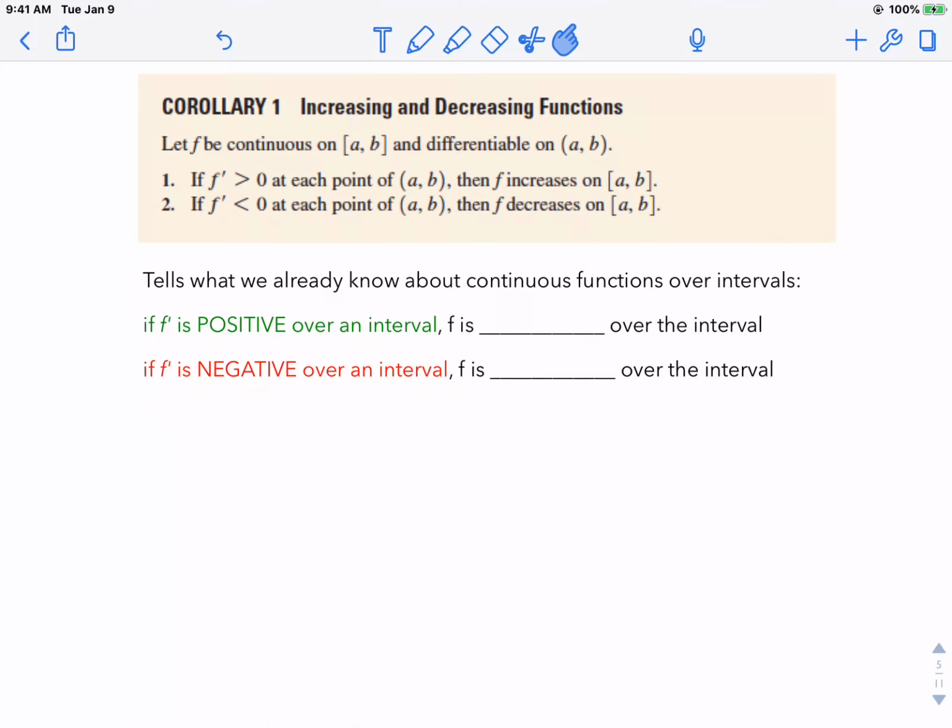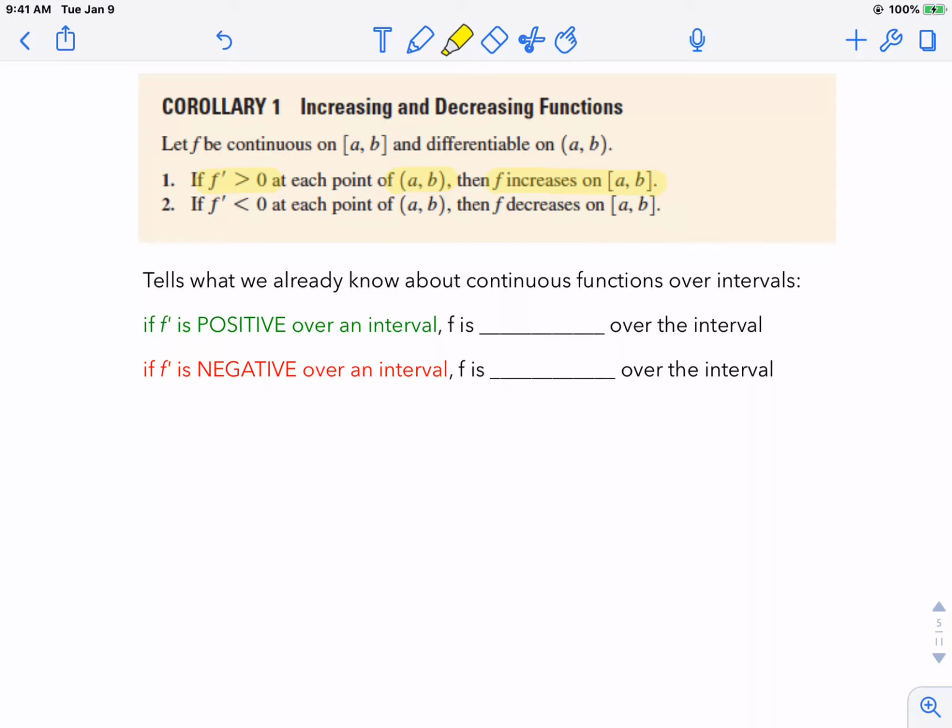So going along with this is this corollary. And again, you can pause the video and write down the corollary about increasing and decreasing functions. And these are things we actually know, but they're talking about in calculus terms now. If our derivative's positive at every point along an interval, then from endpoint to endpoint, we consider that function to be increasing between those two values.